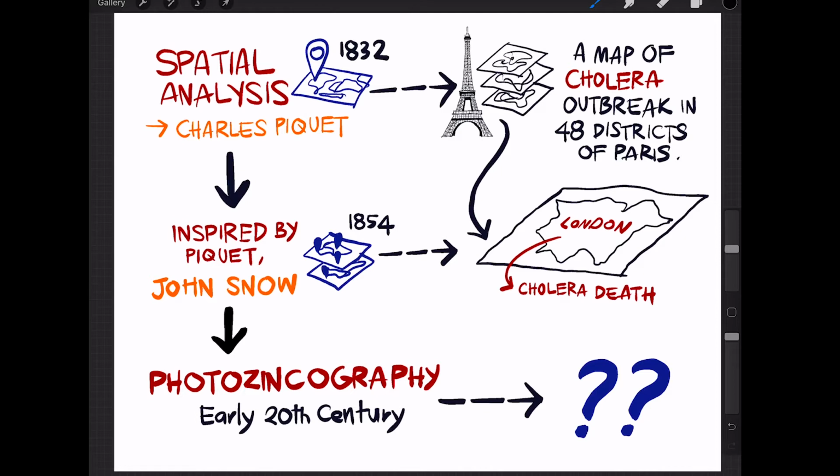During the early 20th century, photozincography was pioneered. I put question marks over here, so I would like you to search what photozincography is, and please let me know at the end of the session. For you to find, for me to know. Photozincography is a set of things, so please search about it.